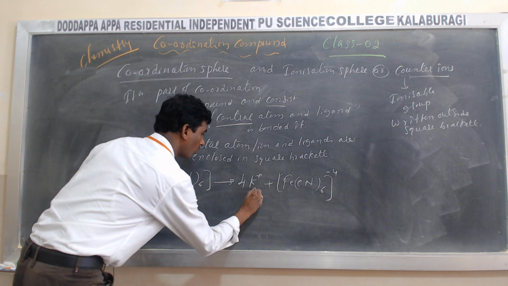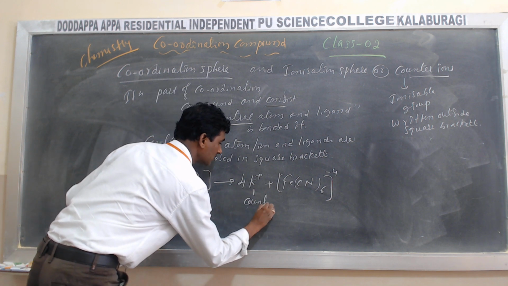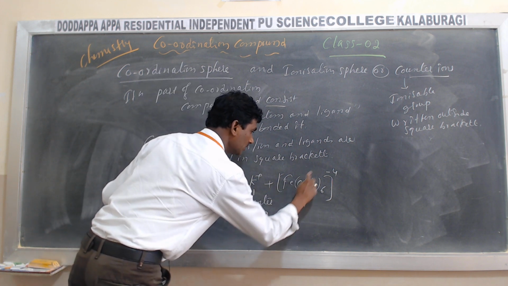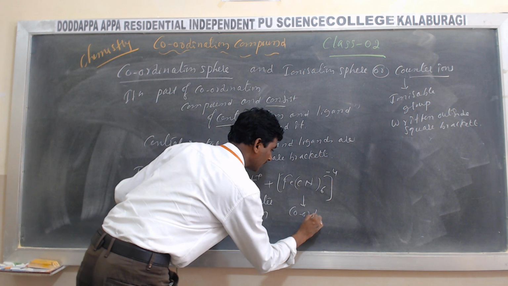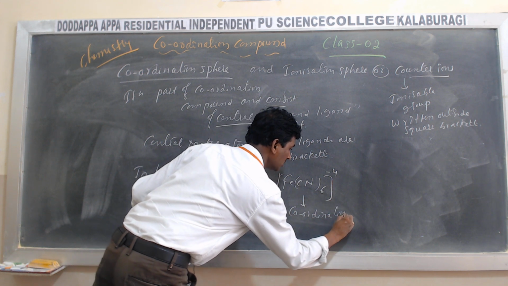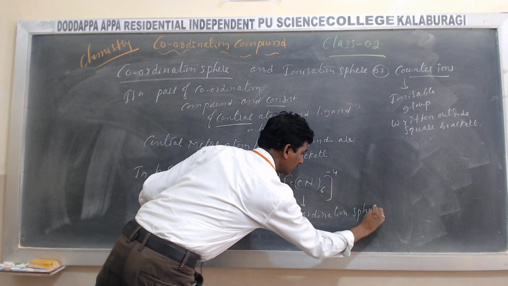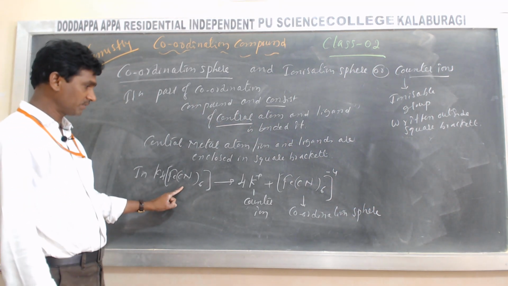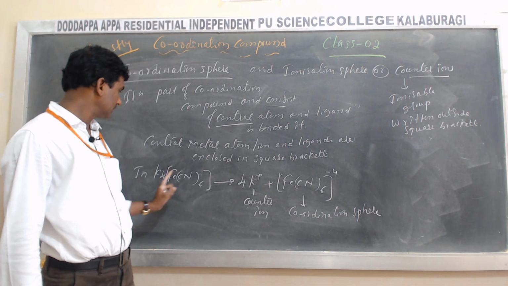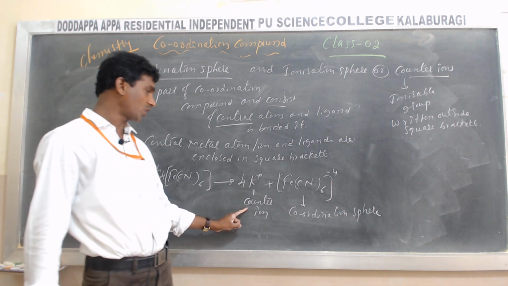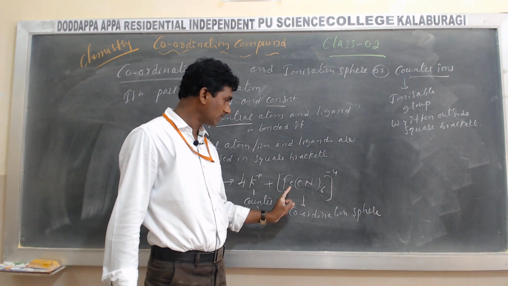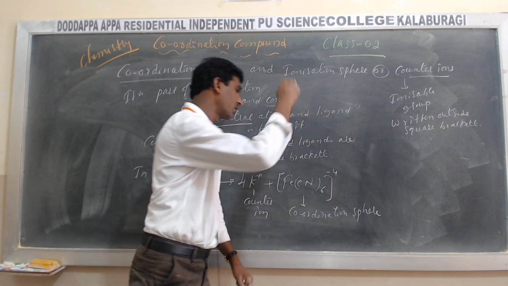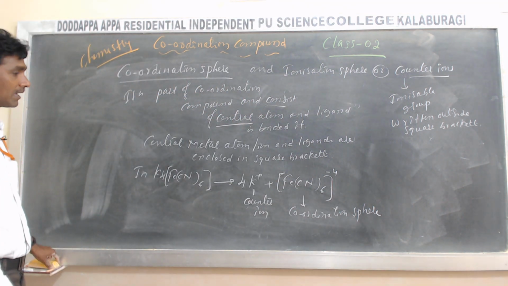So this K plus is called counter ion. And the total square bracket is called what? Coordination sphere. So in the complex K4[Fe(CN)6], this K plus is written outside the square bracket, so it is called counter ion. And the central atom and the ligands are enclosed in a square bracket, so it is called coordination sphere. This is example 1.